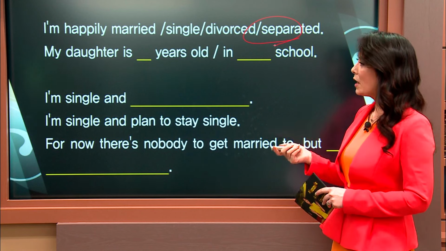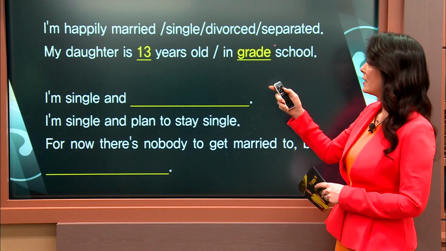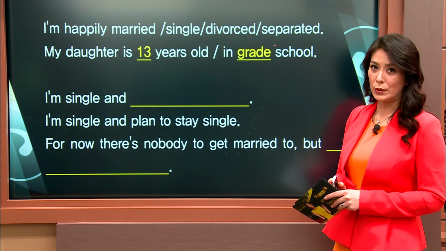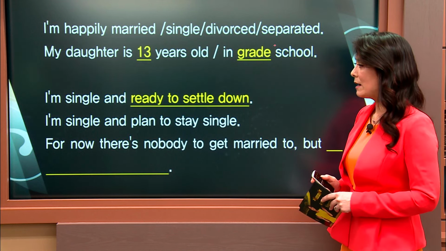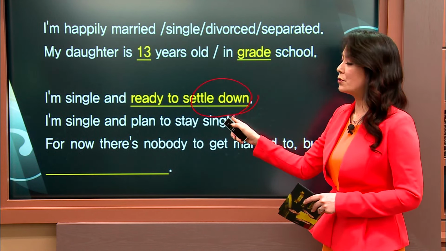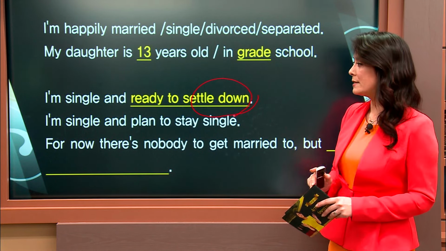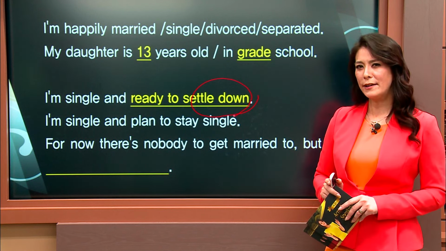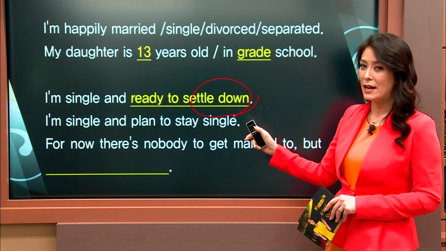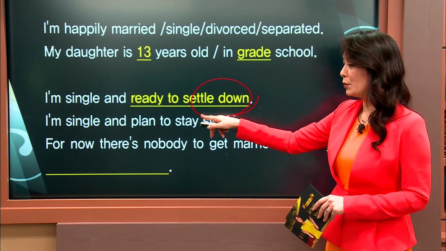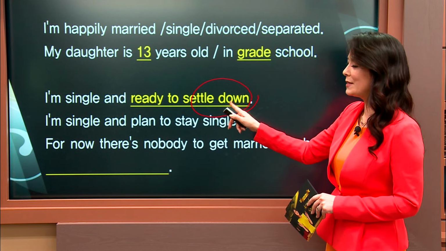What about this one? You can talk about your daughter if you have a daughter. My daughter is 13 years old and in grade school. elementary school이 되겠죠? What about this one? I'm single and ready to settle down. Now, settle down basically means to get married, okay? So if you're single, meaning you're not married, you can say, I'm single and I want to get married now. You can say, I'm ready to settle down, okay? I want to get married now 대신에 이 표현 꼭 한번 써보세요. 결혼할 준비가 되었다 라는 말, I'm ready to settle down.